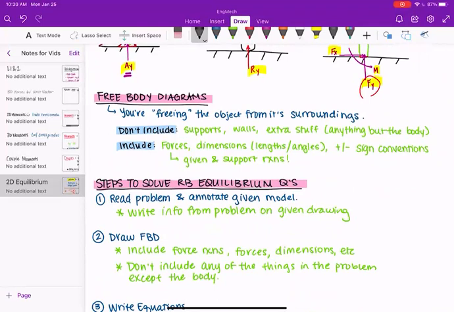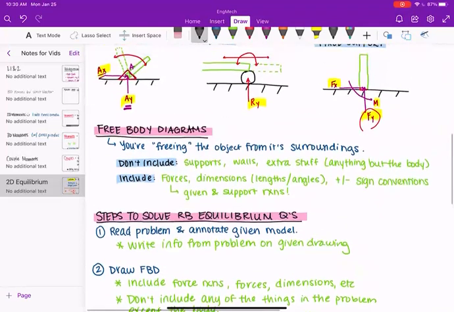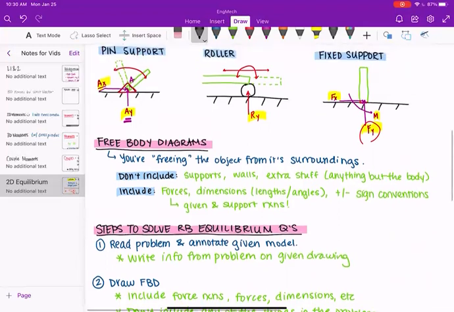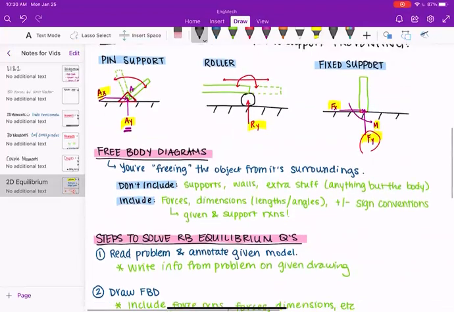The things that you shouldn't include are the supports themselves. So don't put a roller in your free body diagram. Don't put any walls in your free body diagram. Basically, the only thing that you should include is the body itself. And you'll see what I mean when I talk about the body itself when we get into practice problems.